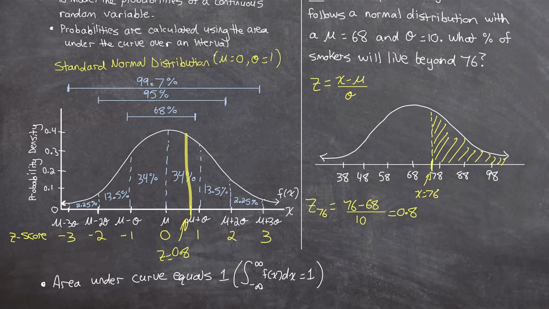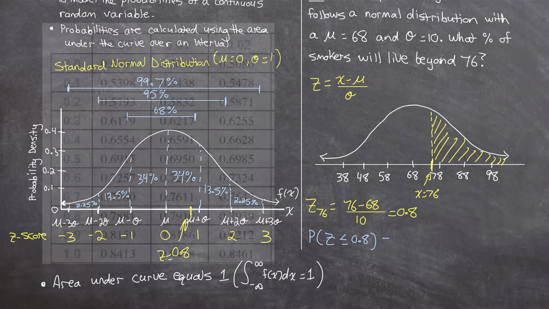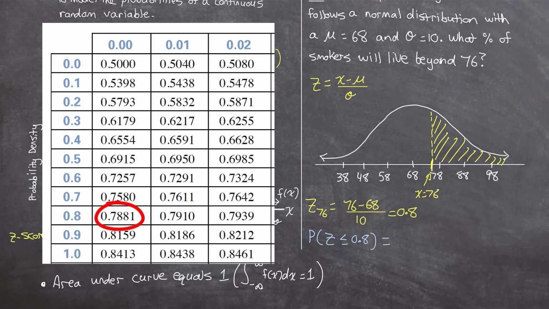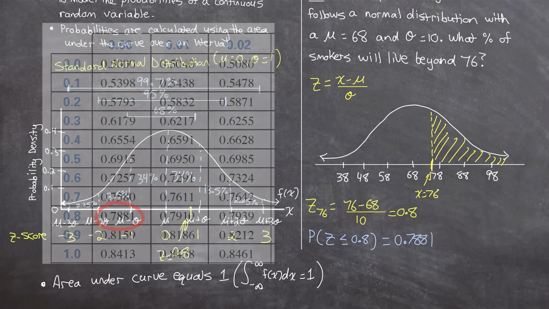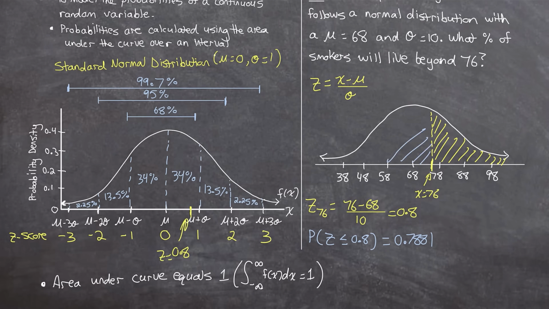Now like I said, we want the area to the right of it, but a z-score table is only capable of telling you the area to the left of the z-score that you look up. So what we'll first do is find the probability of the z-score being less than or equal to 0.8. If we look up 0.8 in the z-score table, it'll tell us that the area to the left is about 0.7881. So we figured out that this area to the left is 0.7881. But we want the area over here on the right.